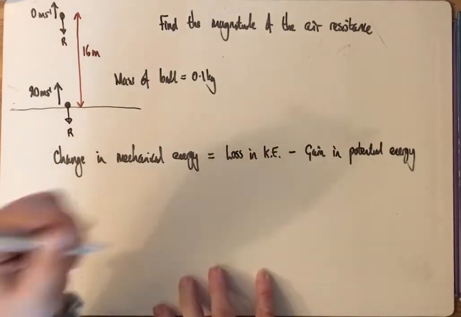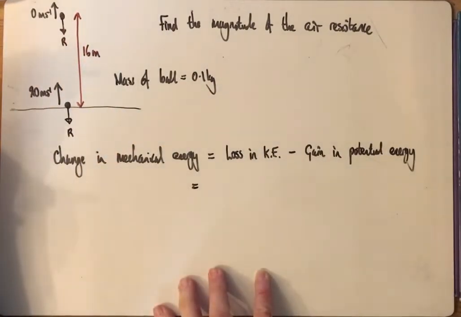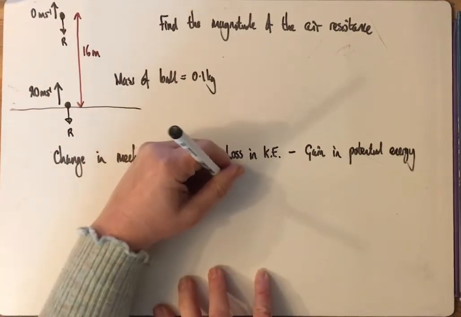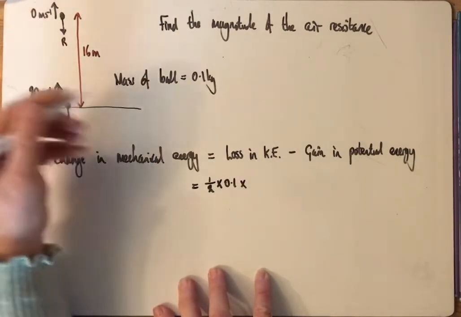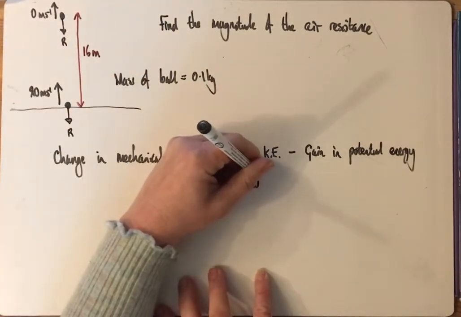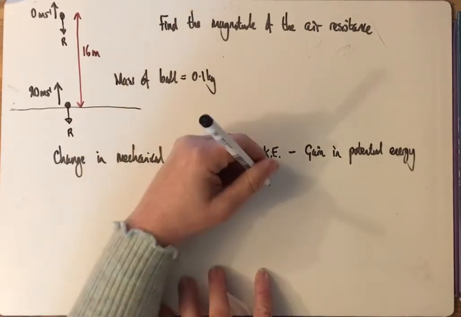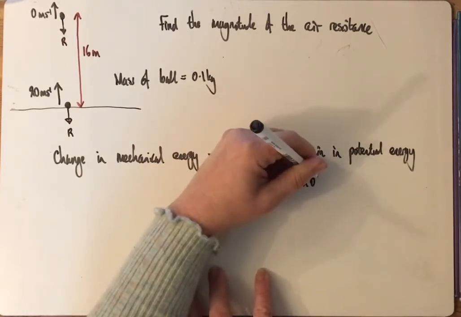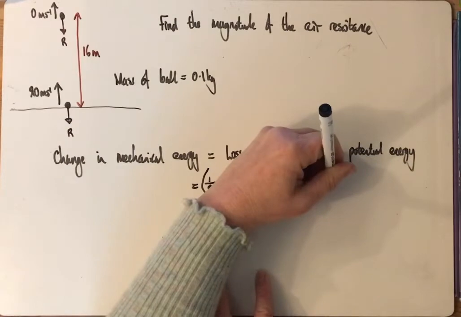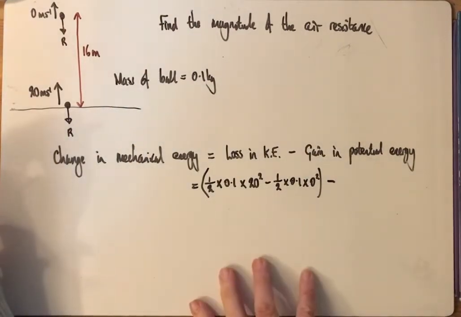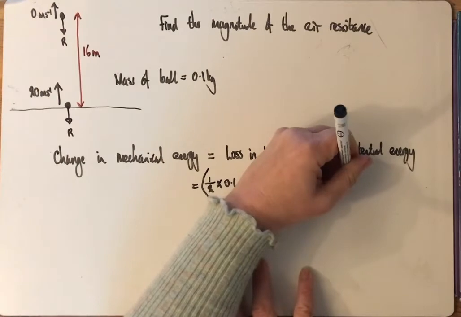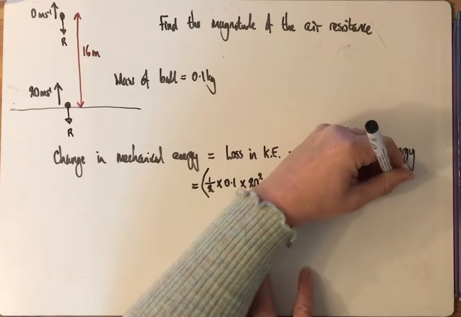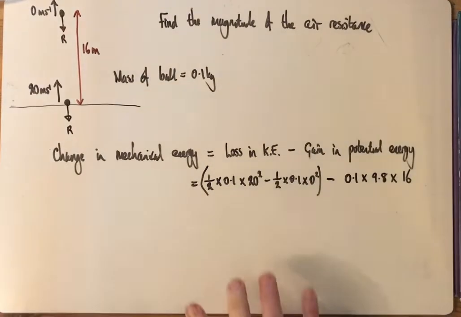I'm quite sure I didn't just write PE there, but never mind. So loss in kinetic energy is a half times the mass times the speed squared, and then I could take away half times 0.1. I mean, this one stops, so I'm just taking away 0 here. And then the gain in potential energy is the mass times g times h, which is 16.